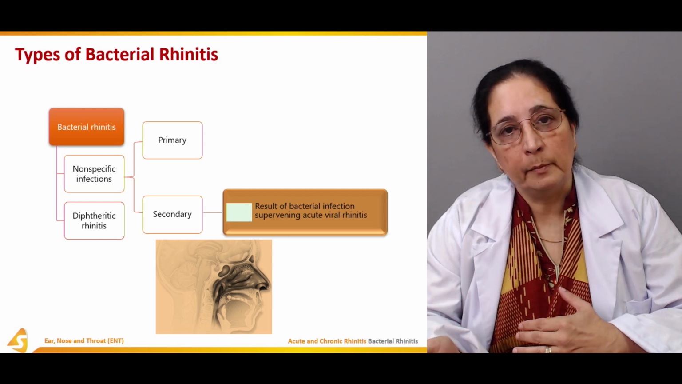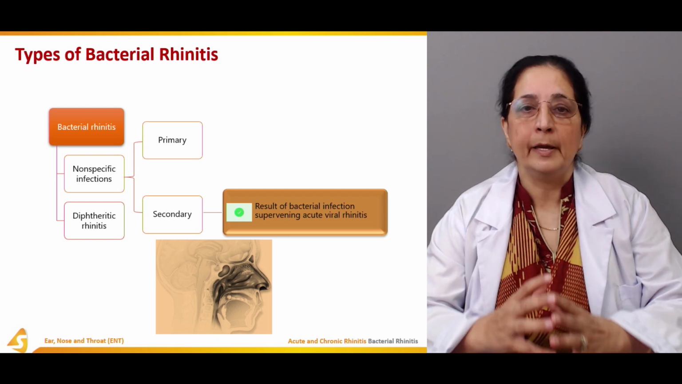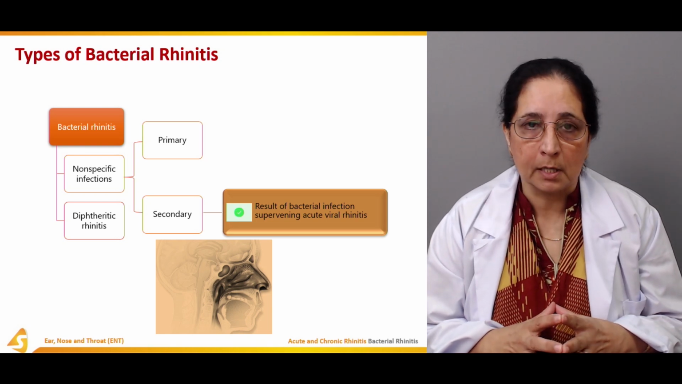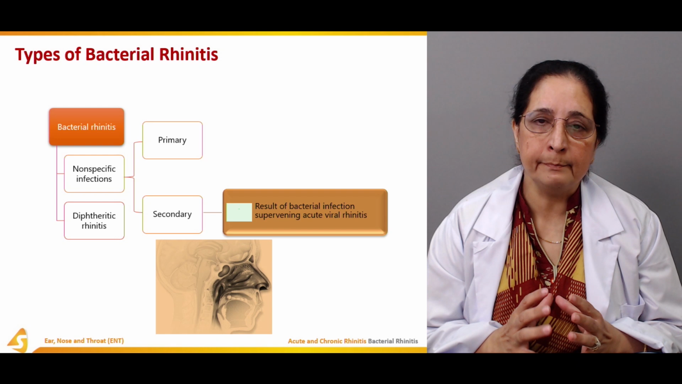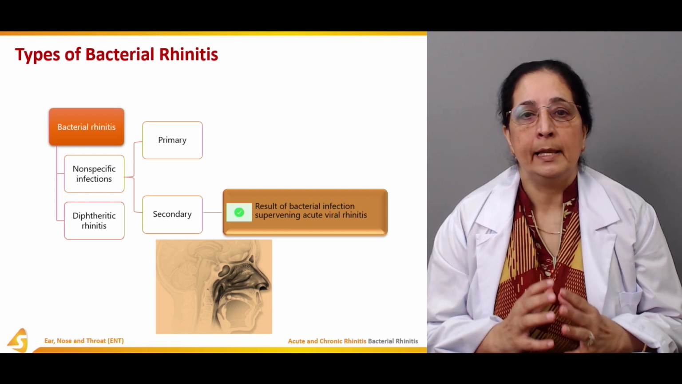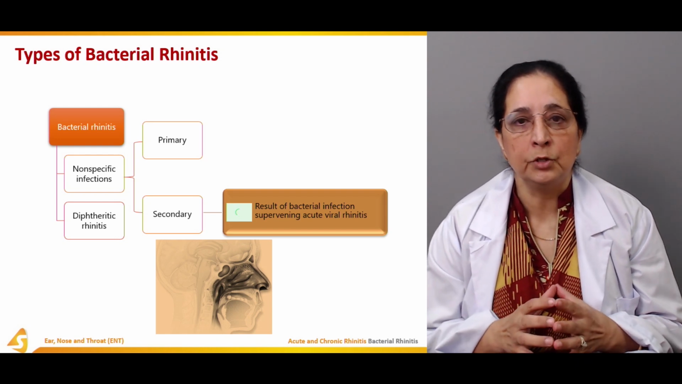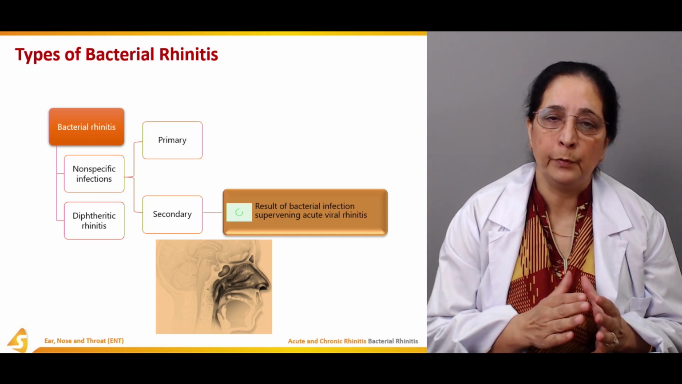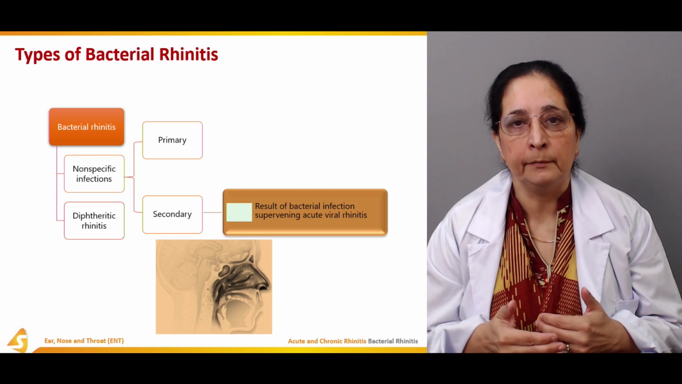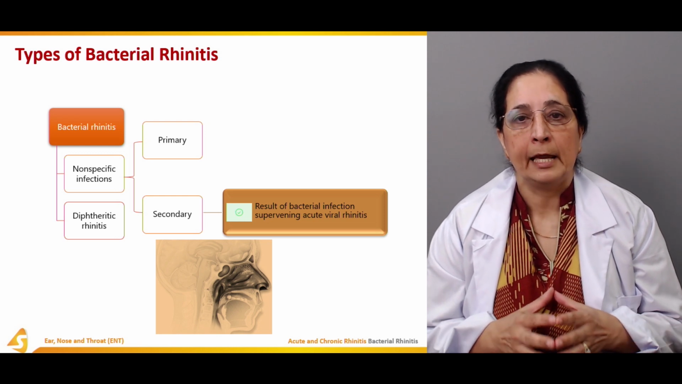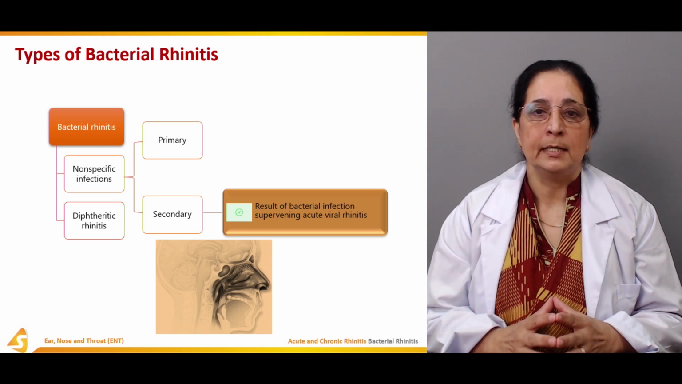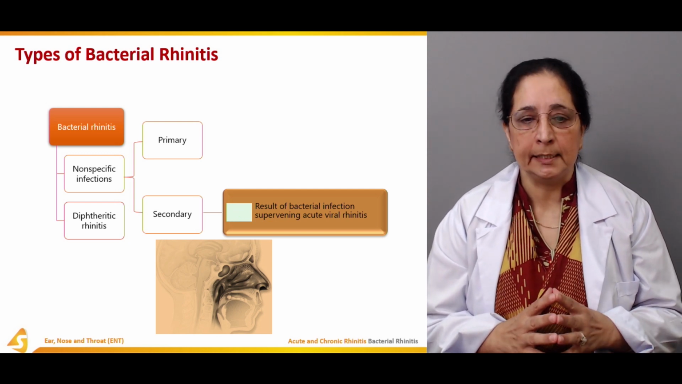Primary is more common in children, caused by pneumococcus, streptococcus and staphylococcus, and can cause a membrane in the nose. The secondary is usually caused by bacterial infection which is supervening over the viral infection that was already present. So it's the secondary bacterial infection.